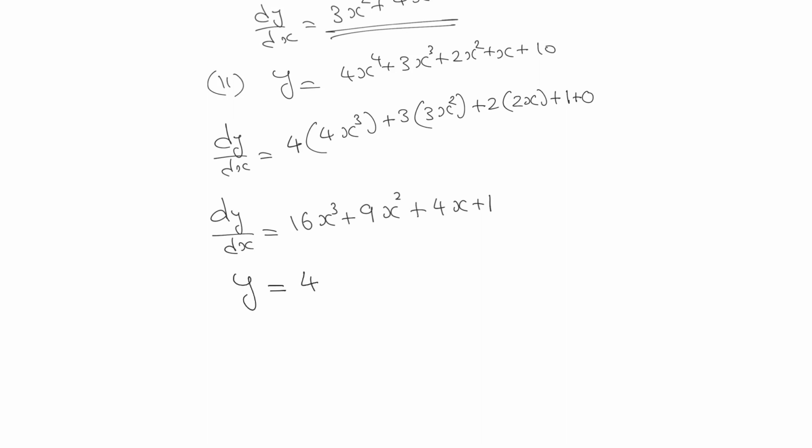Like for the same question, 4x raised to 4 plus 3x raised to 3 plus 2x square plus x plus 10. What we have to do is, if you'd like to write the answer in one step, what we have to do is, we can just multiply this 4 with this 4. So we'll get the answer as 16. And we need to reduce the power of x by 1. So it is x raised to 4 minus 1, x raised to 3.